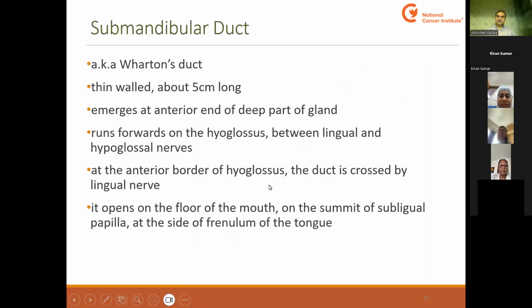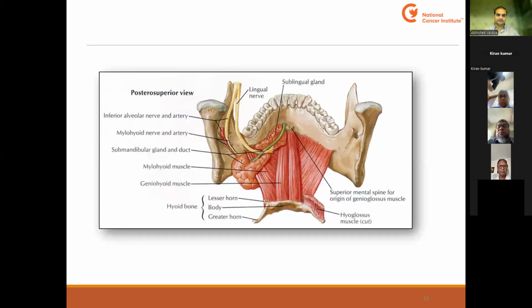The submandibular duct is also known as Wharton's duct. It is thin-walled and about 5 centimeters long. It emerges at the anterior end of the deep part of the gland. It runs forward on the hyoglossus between the lingual and the hypoglossal nerves. Once again, I'm going to show a video which will demonstrate all of this well. At the anterior border of the hyoglossus, the duct is crossed by the lingual nerve. It opens on the floor of the mouth on either side of the frenulum linguae.